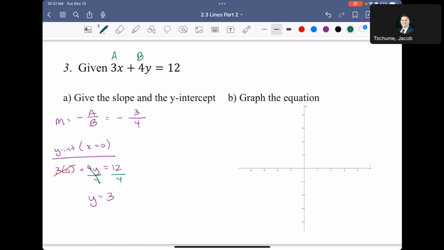All right, so since the y-intercept is 3, I know that my graph has to cross the y-axis at positive 3. And remember, for your slope, when you're going to the graphing part, you're going to use rise over run to help you. So for rise over run, our rise would be negative 3. So we would go down 3 units. And then your run is 4. So you would go to the right 4. 1, 2, 3, 4. And that's where you would plot your second point. And then you can play connect the dots. And that is the line that's represented by 3x plus 4y equals 12.